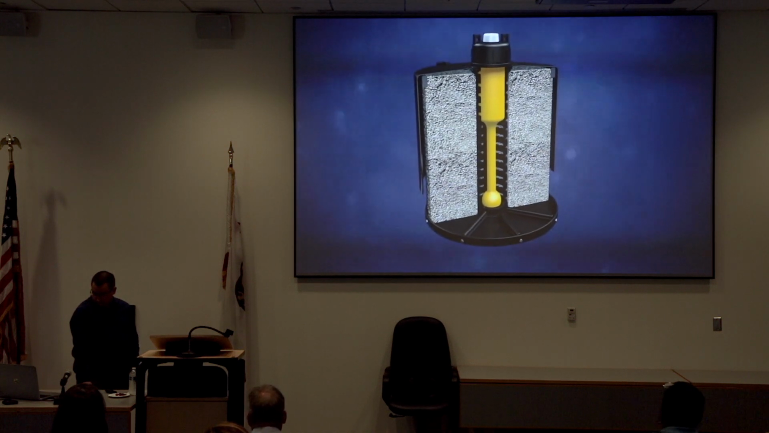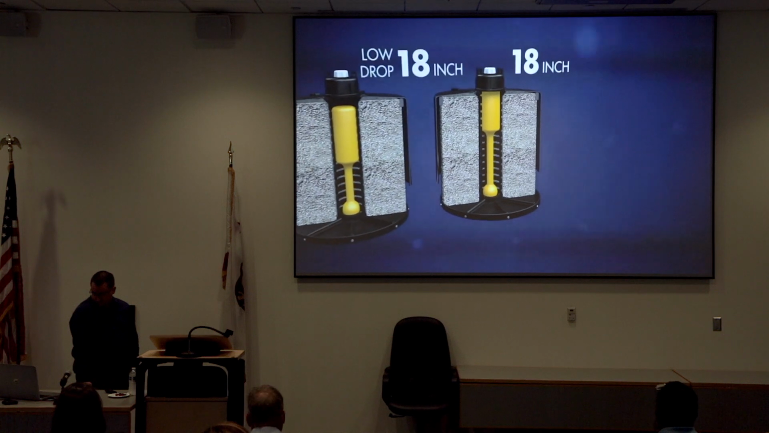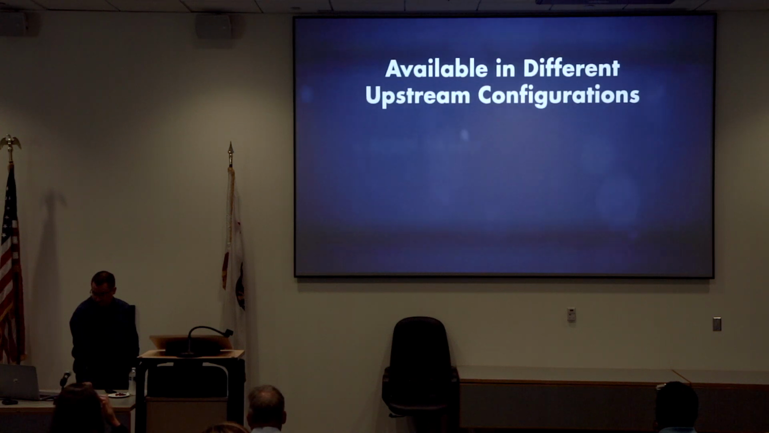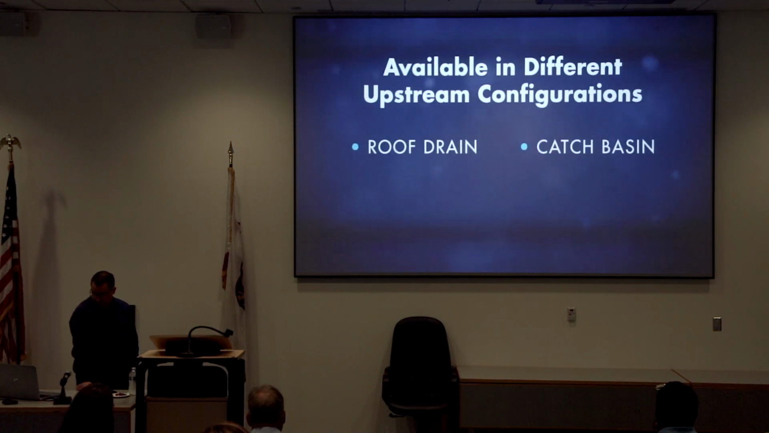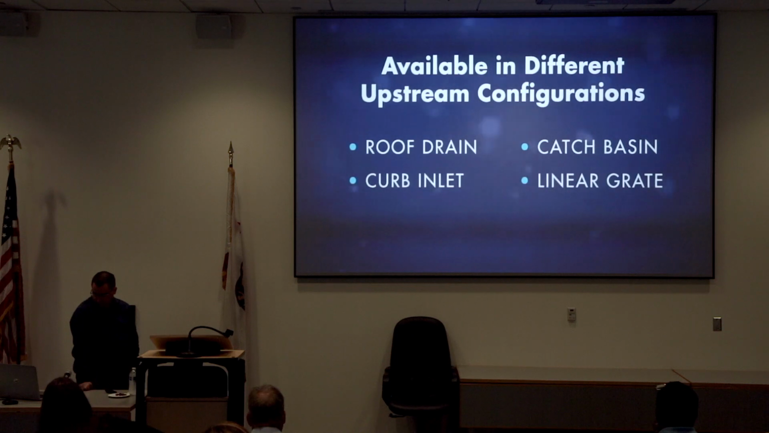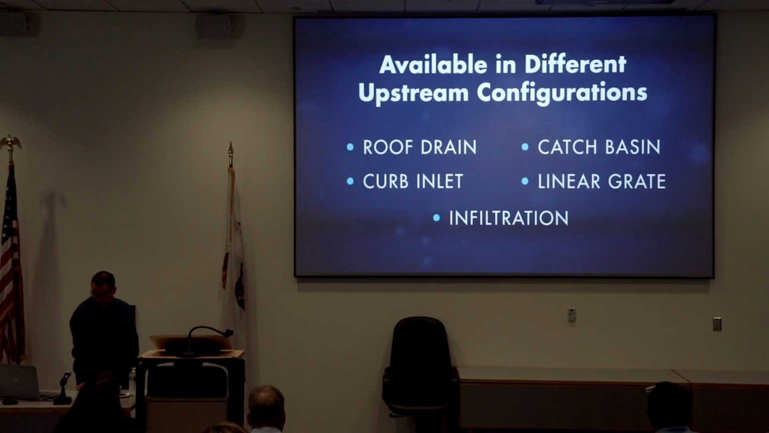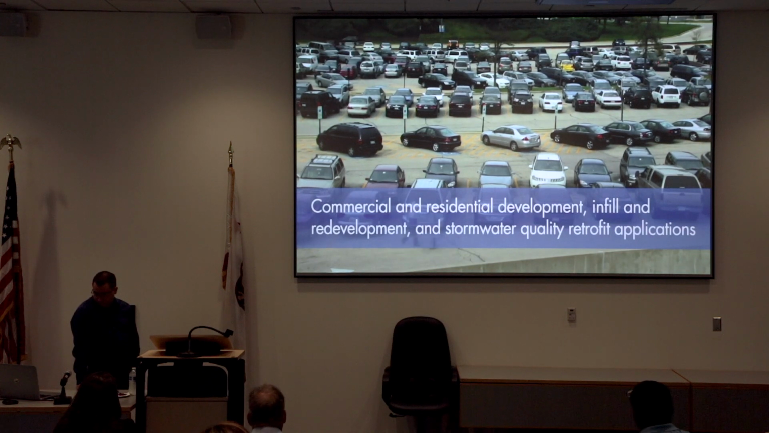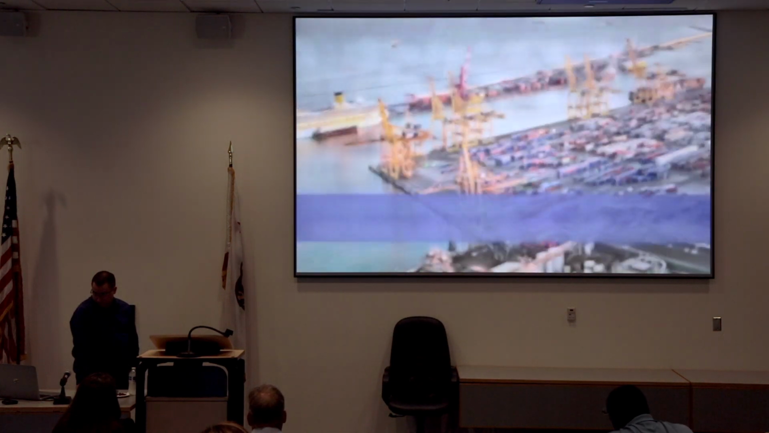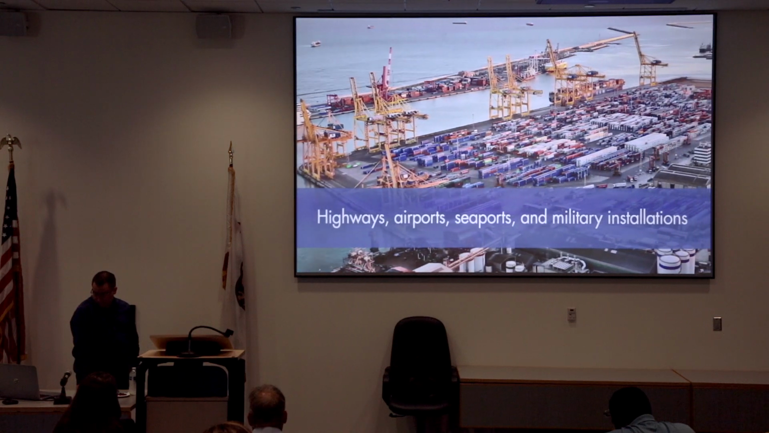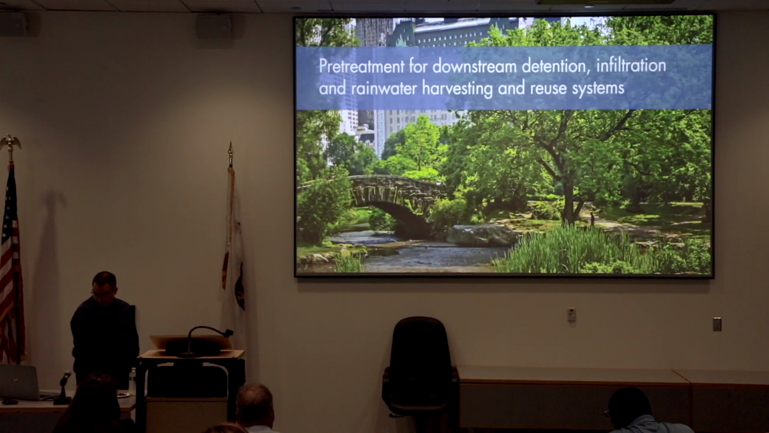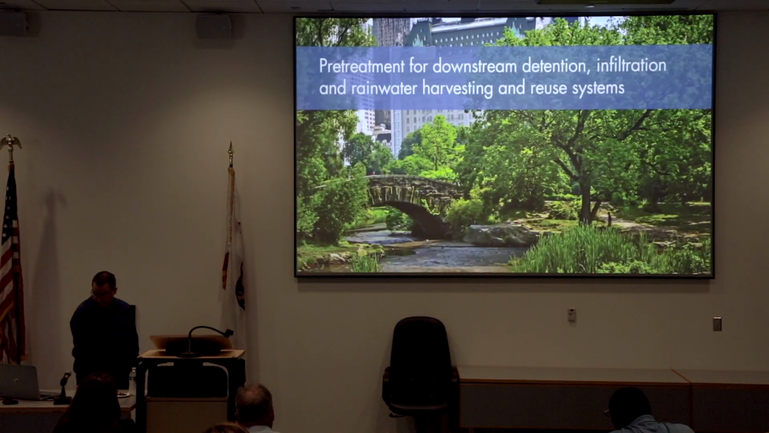The storm filter is available in multiple cartridge heights to meet site-specific hydraulic needs and is available in different upstream configurations, including roof drain, catch basin, curb inlet, linear grate, and infiltration. The storm filter can be used in a number of applications, including commercial and residential development, infill and redevelopment, and stormwater quality retrofit applications. Highways, airports, seaports, and military installations. Pre-treatment for downstream detention, infiltration, and rainwater harvesting and reuse systems.